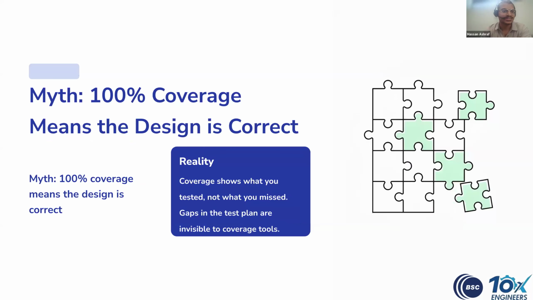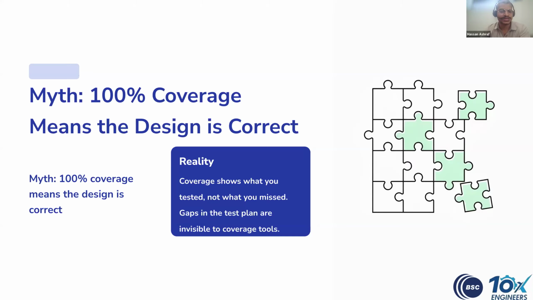So to the next myth, 100% coverage. We have discussed coverage and types of coverage already. So there's a myth that 100% coverage means the design is correct. Again, it's a myth, and the reality is a bit different. Coverage shows what you tested, not what you missed. Gaps in the test plan are invisible to coverage tools.